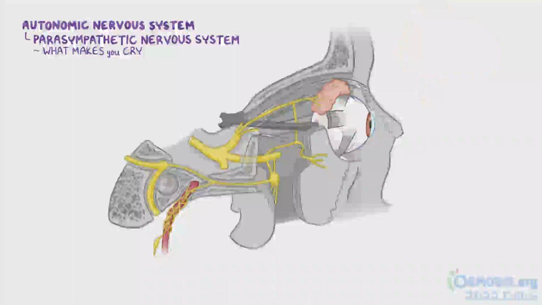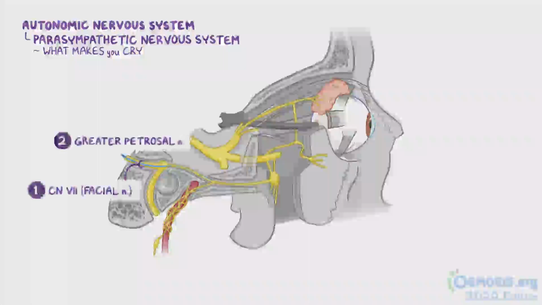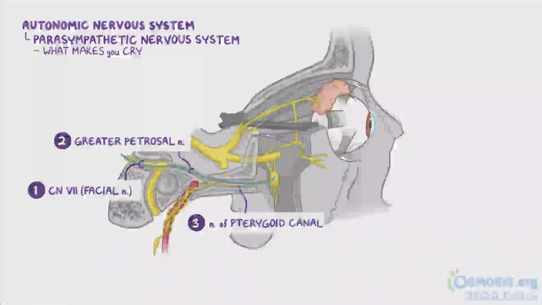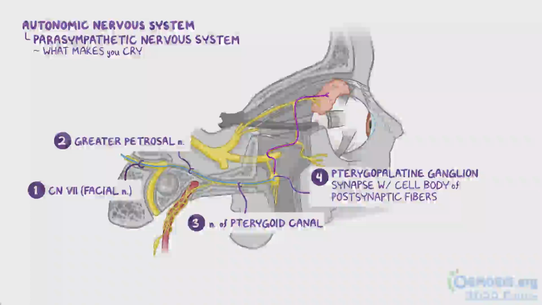First, the presynaptic parasympathetic fibers travel with cranial nerve 7, or the facial nerve, and then with a branch of the facial nerve called the greater petrosal nerve. Then, these fibers hitch a ride with the nerve of the pterygoid canal, all the way to the pterygopalatine ganglion, which can also be referred to as the sphenopalatine ganglion, where they synapse with the cell body of the postsynaptic fibers. The postsynaptic fibers are then carried by branches of cranial nerve 5.